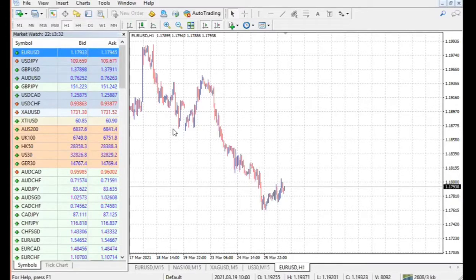You can't jump these steps. You have to go through these steps in order to actually become a proficient trader. If you can't do that, then probably this is not for you.